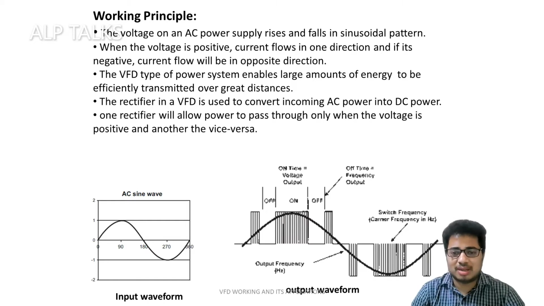So let's discuss a few more things. On time is voltage output. Here you can see this is the voltage output, and off time is frequency output. Here you can see sometimes it is off, so that we will say frequency output. And we have switch frequency, corner frequency in hertz. These things we will discuss in the coming slides also.